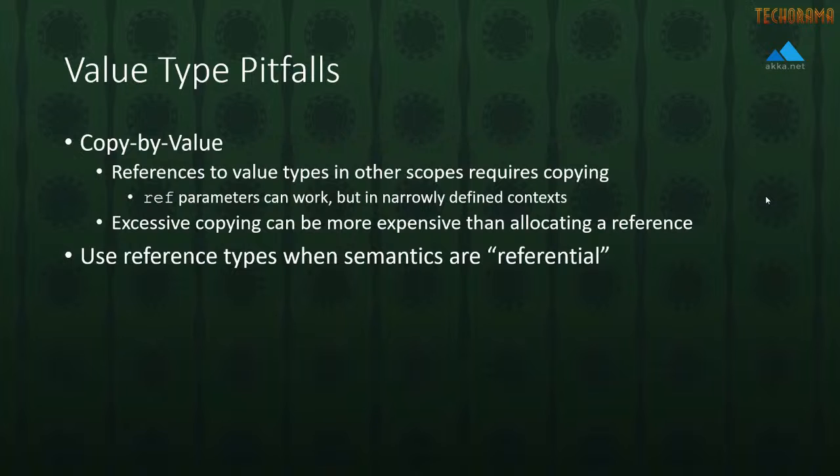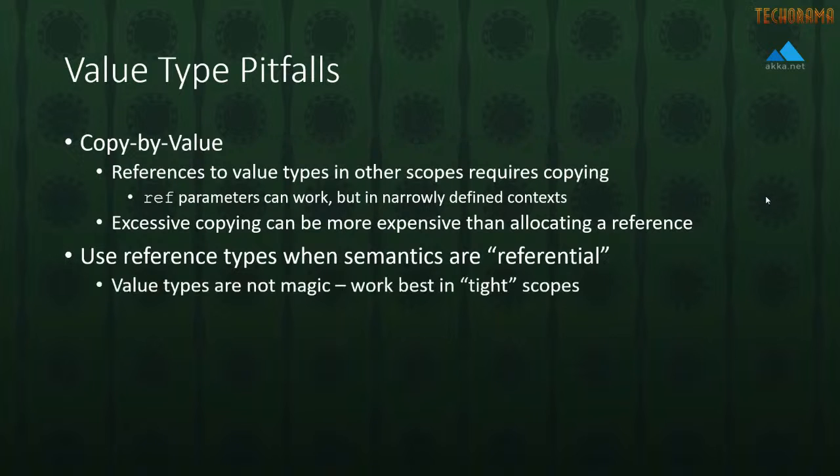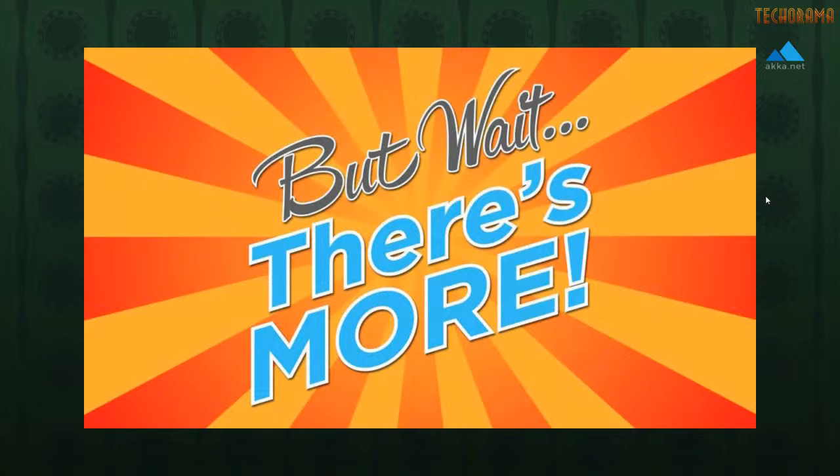So we shouldn't try to make everything magically into structs. They're not a silver bullet. We should use reference types when the semantics are actually referential. And then on top of that, we just want to be mindful of what the right tool for the job is.